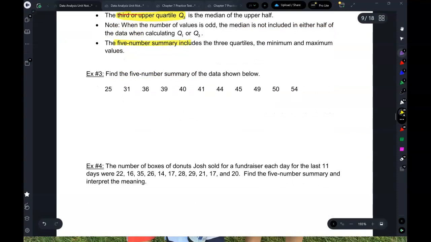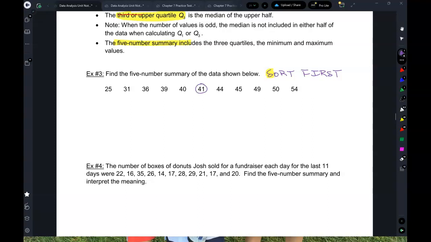Find the 5-number summary of the data shown below. Okay, so when you have something like this, you always have to sort the data first. Now, for this one, I actually sorted it for you, so we don't have to do that. But once it's sorted, how many total values are there? 11. Okay, so now you have to split it exactly down the middle. This is the middle value. This is Q2, or the median.